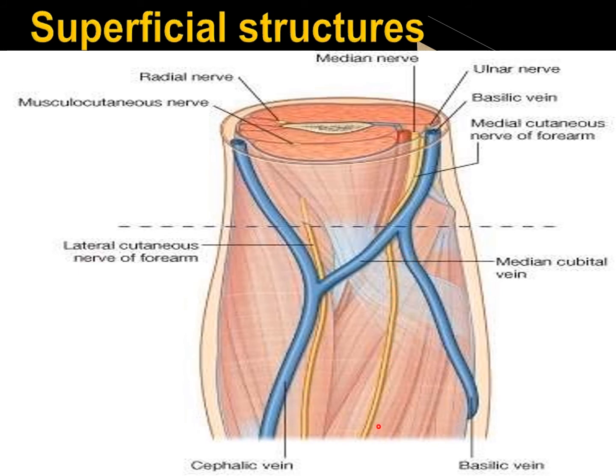This is the medial cutaneous nerve of the forearm. This yellow one is the musculocutaneous nerve. This is the radial nerve. These are the medial and lateral intermuscular septa which divide the arm into the anterior compartment and the posterior compartment. This is the ulnar nerve. This one is the median nerve.